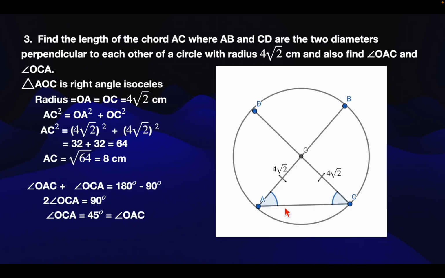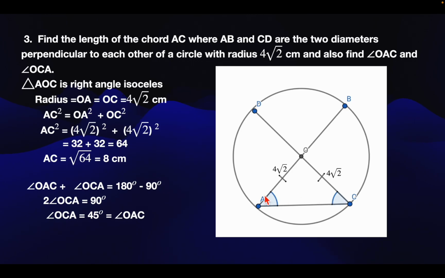So this is very easy. This triangle is a right angle triangle. So by Pythagoras theorem, AC square is equal to 4 root 2 whole square plus 4 root 2 whole square. So simplify it. AC square is equal to 64. AC is equal to 8 centimeter. So the length of the chord is 8 centimeter. Okay. Now they are asking us to find these angles.